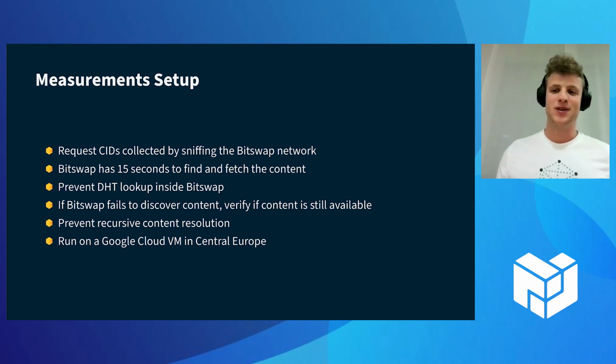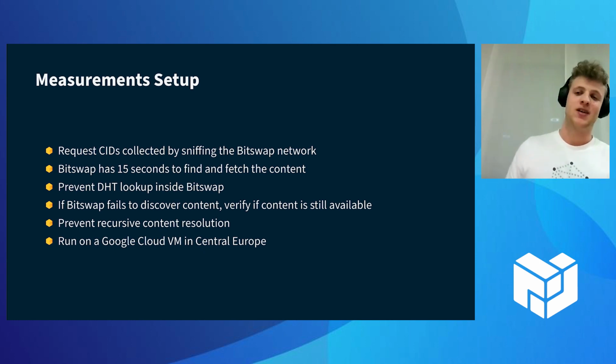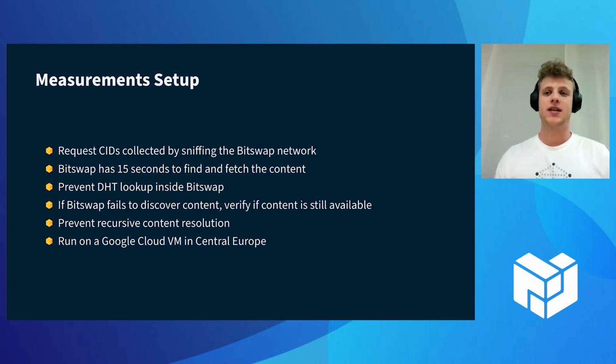In order to reason about this, we had to measure Bitswap and measure the IPFS network. So we had to request a lot of CIDs through Bitswap. We got a big list of CIDs just by sniffing Bitswap traffic on the network. The setup of the experiment is we give Bitswap 15 seconds to find and fetch the content, which is a lot, and we prevent it from using the DHT. So it's only Bitswap. You can only broadcast to your directly connected peers. You cannot use the DHT to find the content.